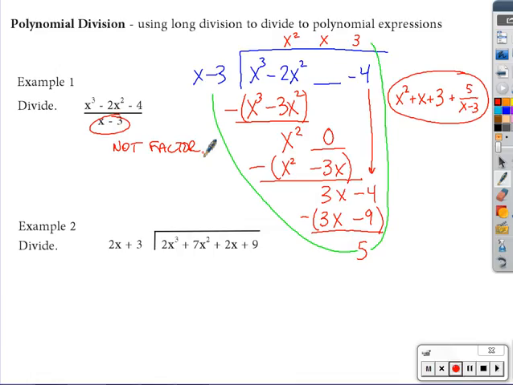I want you to go ahead and copy down the next example and then try it on your own. And then when you push play again, it should be there for you to view the answer.